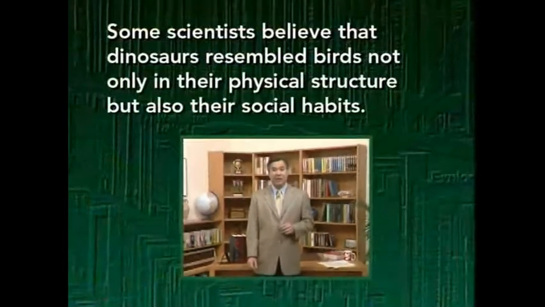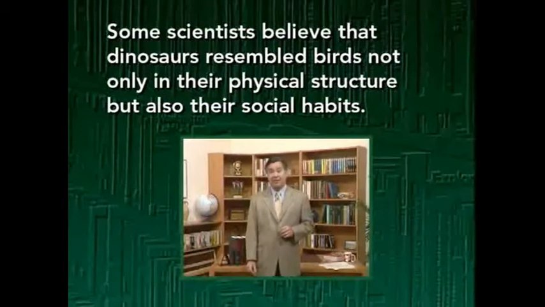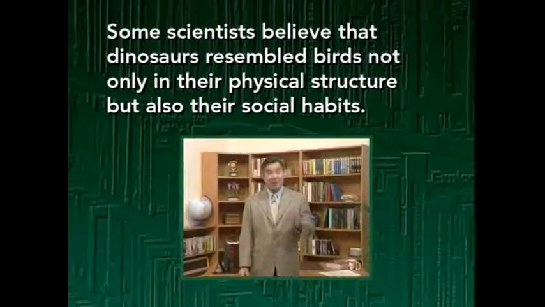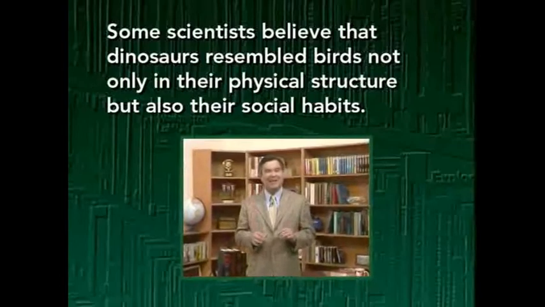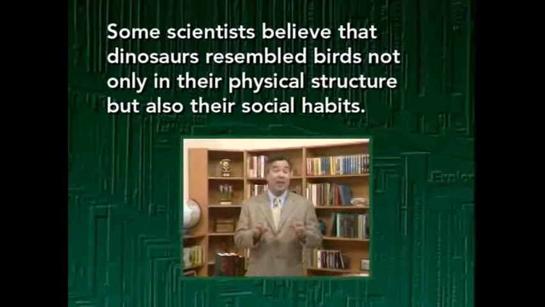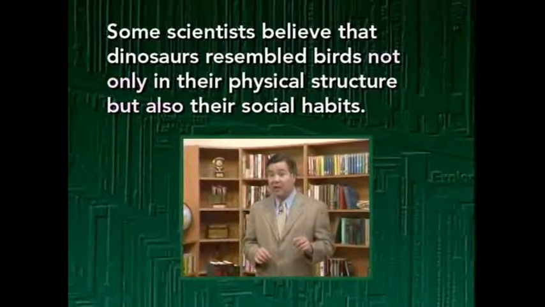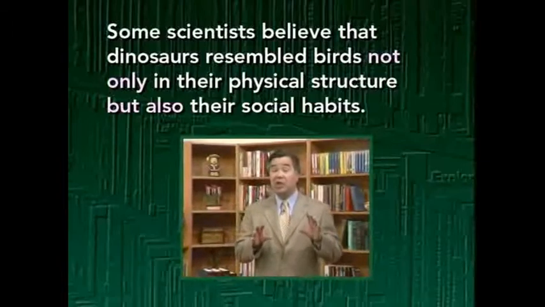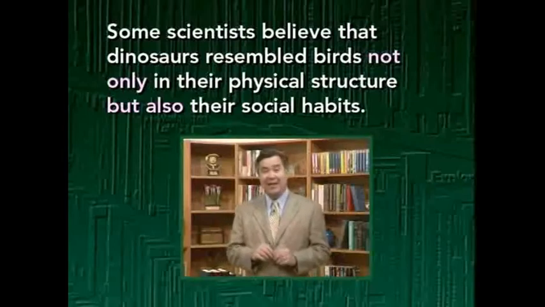"Some scientists believe that dinosaurs resembled birds not only in their physical structure, but also their social habits." Now, at first glance, this sentence might seem okay, but if you listen to it carefully, you might hear that parallelism has been subtly violated. Here's why. We're using the coordinating conjunction "not only, but also." And remember our rule, what follows each of those conjunctions needs to be the same grammatically. Let's check and see if it is.